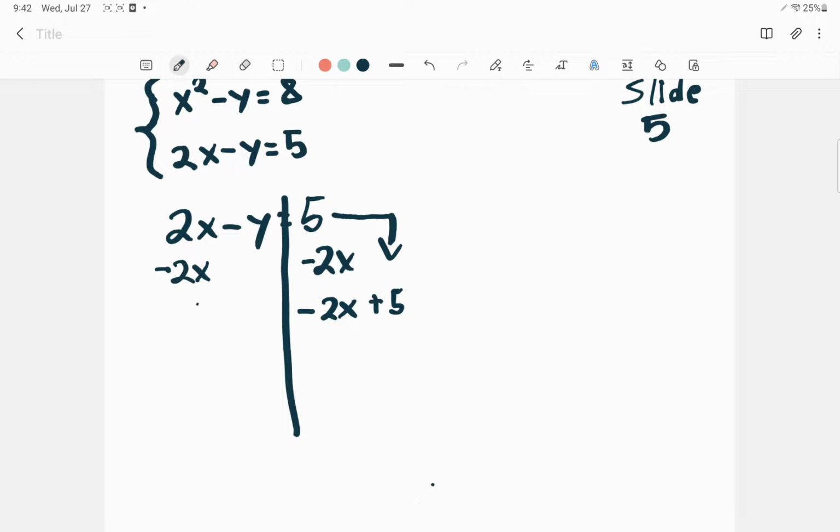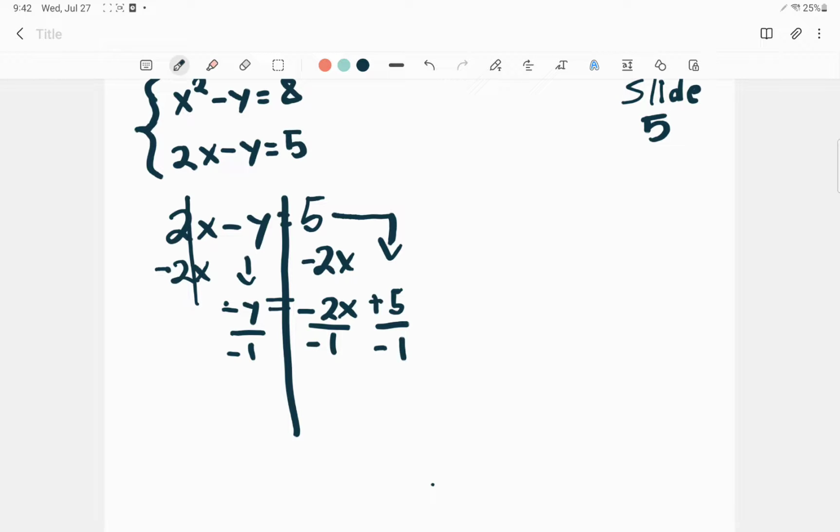Now, what happens on the left, you're going to notice that my 2x and my negative 2x cancel out. And whatever is left over, we always bring it down. So I'm going to have a negative y. Don't forget to always bring down the sign in front of the y. If it's positive, still bring it down. It's good to know what kind of sign you have. Now, can we have a negative in front of a y? The answer is no. So what I'm going to do is divide by a negative 1.